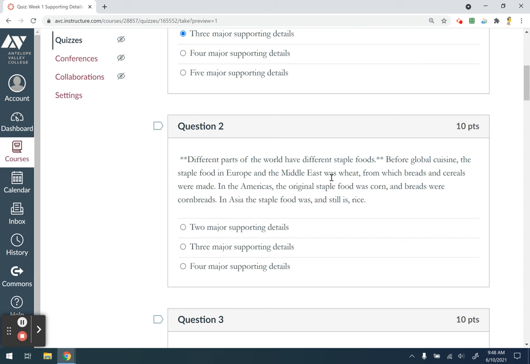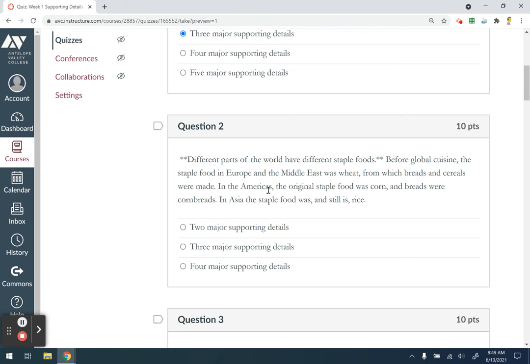So, what sentence is the main idea? Well, right here, the first one: different parts of the world have different staple foods. And so, if we look here, how many major supporting details do we have? 2, 3, 4? So we'll look here. Before global cuisine, the staple food in Europe and Middle East was wheat. So that's 1. Again, they're talking about different parts of the world. Well, we're talking about Europe and Middle East. That's 1 major supporting detail.